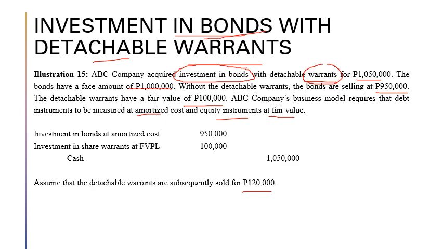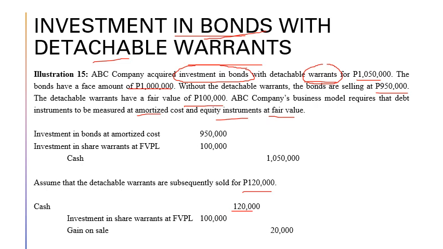Assume that the detachable warrants are subsequently sold for 120,000 pesos. Binenta yung warrants. So, debit yung proceeds, 120,000 pesos, and credit investment in share warrants at FVPL, 100,000 and gain on sale. So, sorry, dapat 100,000 dito. Okay? So, dahil yung worth lang ng warrants is only 100,000, pero na-receive natin is 120,000, so may gain na 20,000.